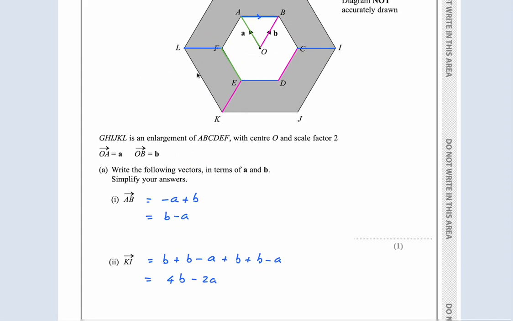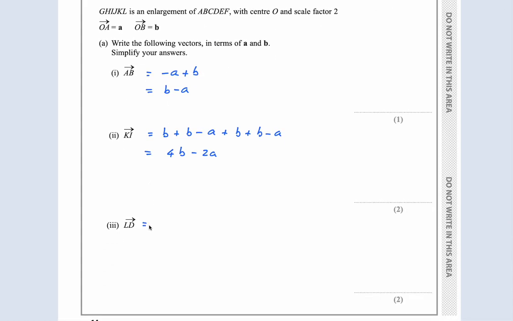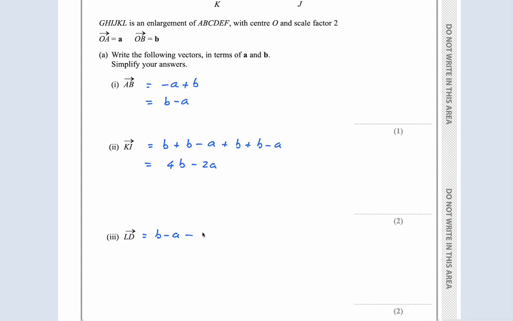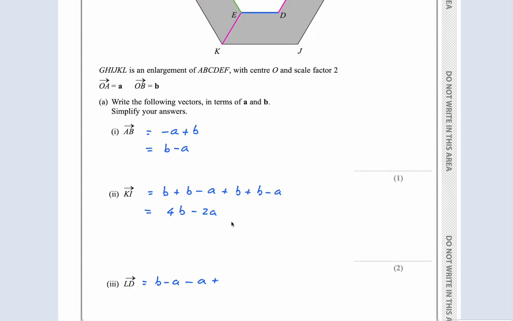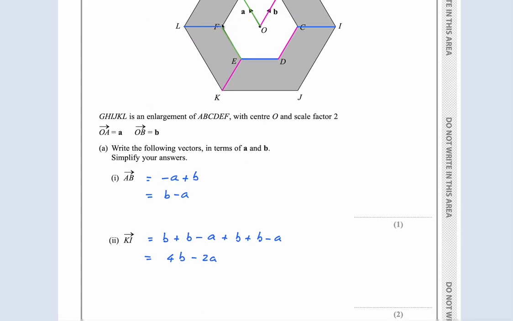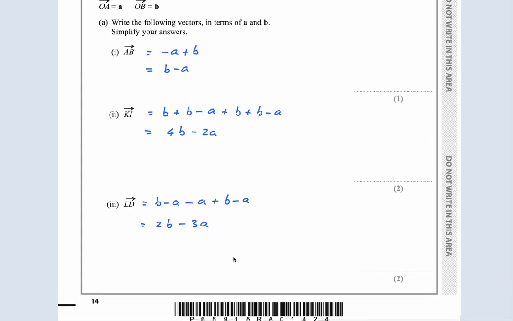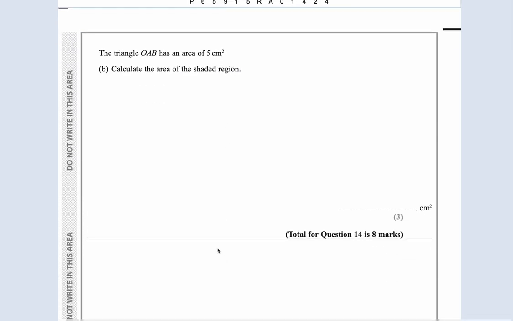Did he say LD? Yeah. So across a blue, down a green, and across a blue. So across a blue is B minus A. So it's going to be B minus A, down a green, which is minus A, and then across a blue again, so plus B minus A again. And this gives me B plus B is 2B, and minus 3A. Okay, hope that makes sense.